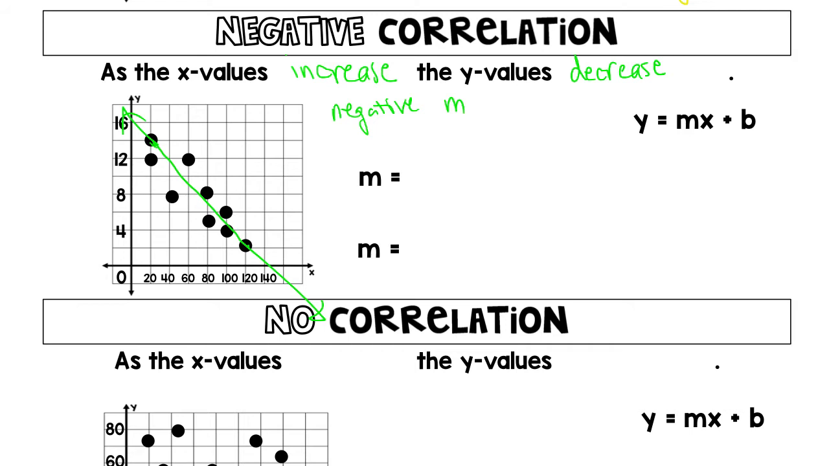My cats are nuts. So this is what the line of best fit would look like for this negative correlation.